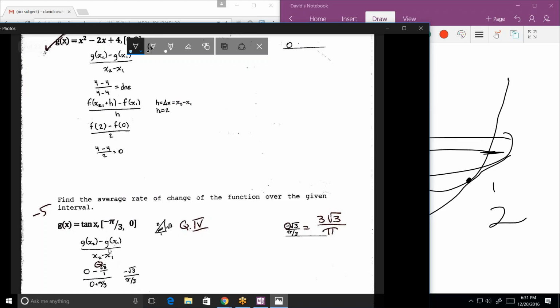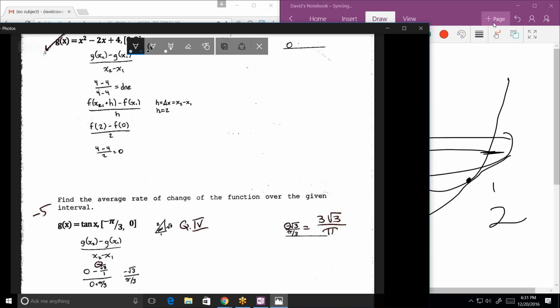And the only thing important here is that the orders be the same. You can actually switch the order if you want. You could make this x sub 1 and this x sub 2, but then the denominator would have to be x sub 1 minus x sub 2, not x sub 2 minus x sub 1. Okay. So this looks right, except that needs a minus sign on it. Because remember, g of x sub 2 is 0, and then you're subtracting g of x sub 1.